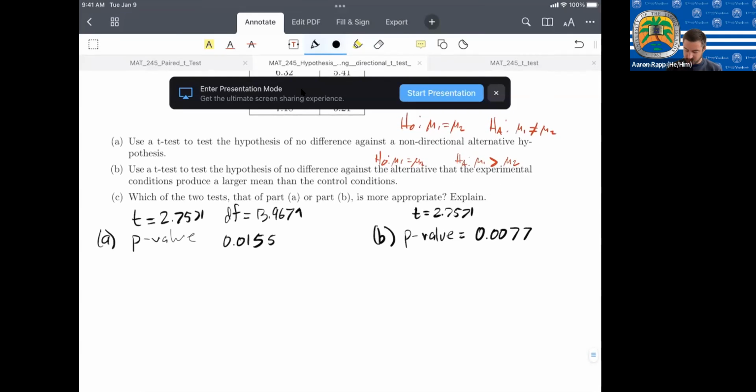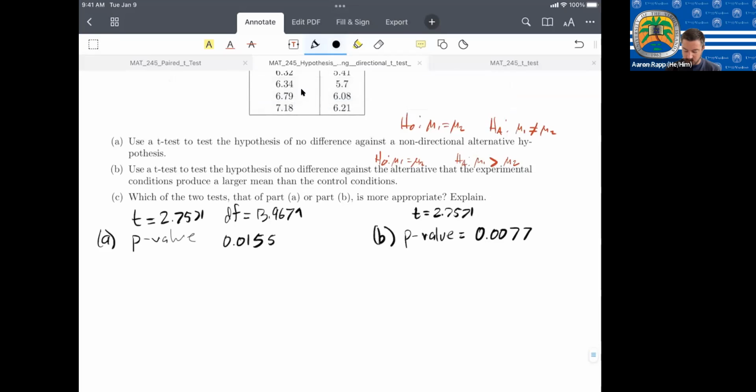So in both cases, we still have the same test statistic and same degrees of freedom, but we get 2 different p-values. So for part A, where we have a non-directional alternative hypothesis, we get a p-value of 0.0155.